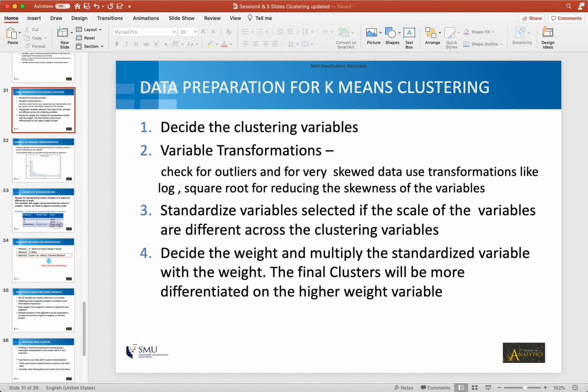But remember, the order of these steps is important. First you need to apply nonlinear transformations to those columns that are skewed, and then you compare the scale of all the columns, and if the scales are very different, then you standardize all the columns. And in most of the tools there are inbuilt functions to standardize.